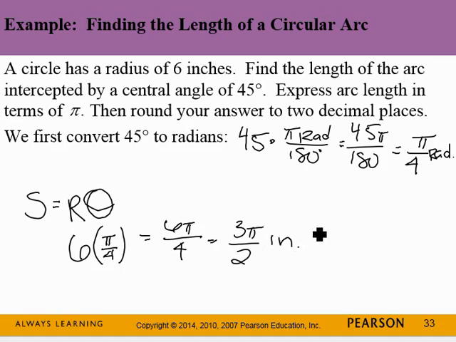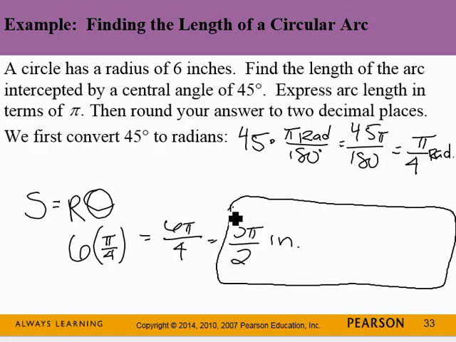And this is in inches. So it says express it in terms of pi, so that's here. But now we want to convert it to 2 decimal places. So once you plug that in your calculator, you should get about 4.71 inches. And that's your answer. So your arc length is about 4.71 inches.